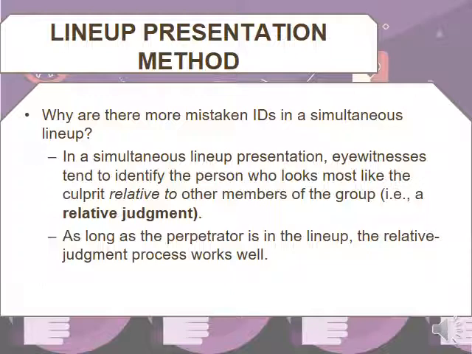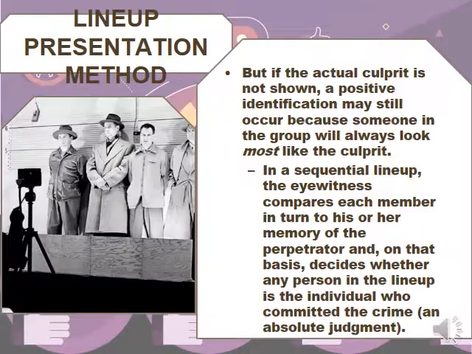In the simultaneous lineup presentation, eyewitnesses tend to identify the person who looks most like the culprit relative to other members of the group. In other words, a relative judgment. As long as the perpetrator is in the lineup, the relative judgment process works pretty well. But if the actual culprit is not shown, a positive ID may still occur because someone in the group will always look most like the culprit.